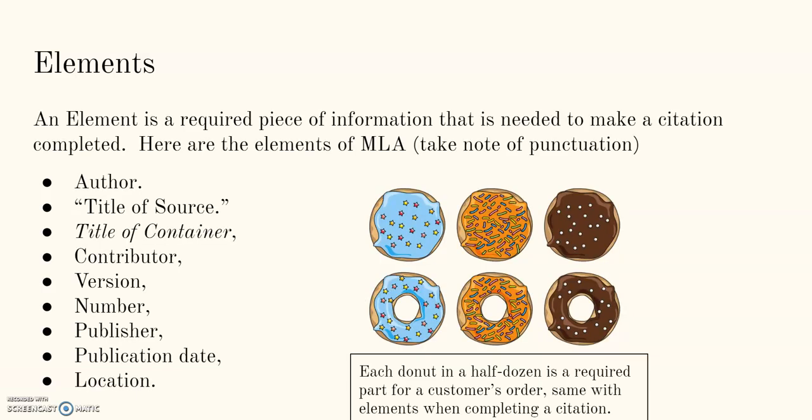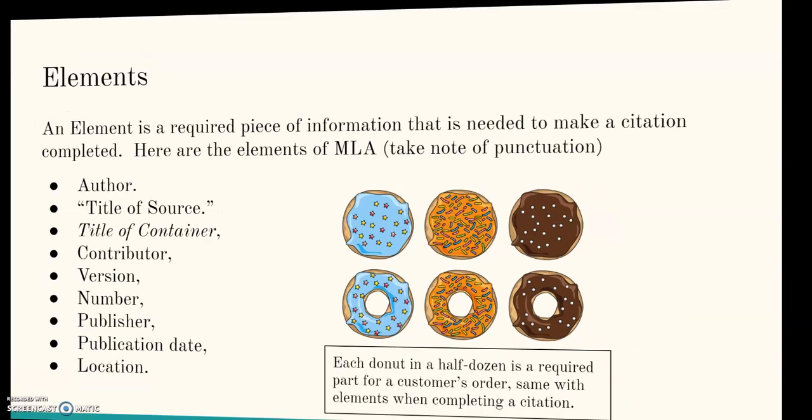So the element is a required piece of information that is needed to make a citation complete. So we have authors, we have titles, we have contributors, version number, publisher, dates, and location. All of these things are required for a citation to be complete.